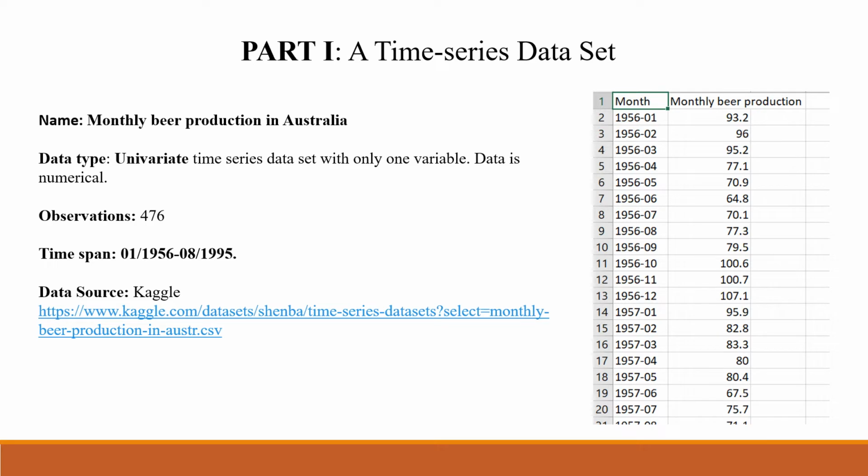Part 1 shows a time series dataset. The name of the dataset is monthly beer production in Australia. The data type is a univariate time series dataset, meaning it has only one variable, and this is a snapshot of the dataset. As you can see, we can only see one variable here, and it's the monthly beer production. The total number of observations in this dataset is 476. The time span is from January 1956 to August 1995. The data was obtained from Kaggle, and this is the link where you can download the data.